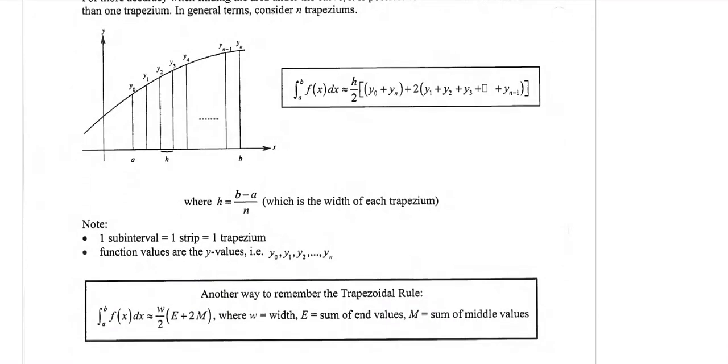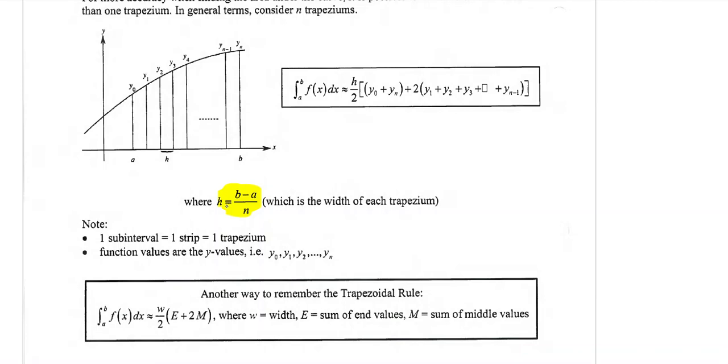There is a little note there on how to find h. H is your b minus a, so the numbers on your integral sign, subtract them and divide by n being the number of trapeziums that you are trying to break it into. We call them subintervals. Okay? So one subinterval or one trapezium or one strip, that's what the n is. Now this formula I think looks a bit crazy.